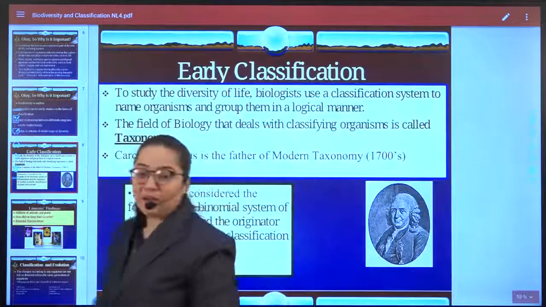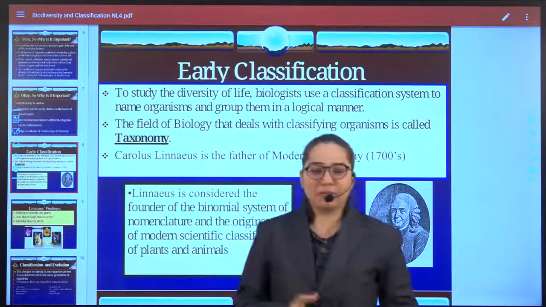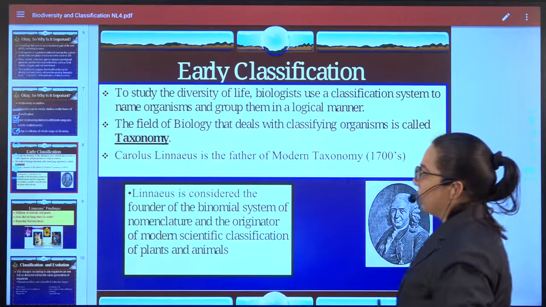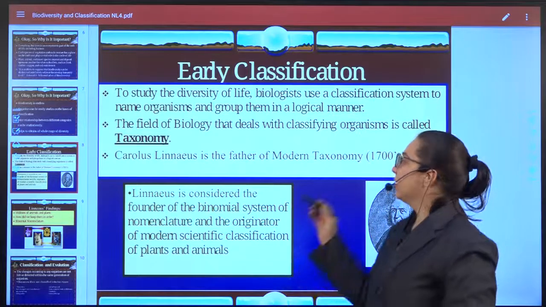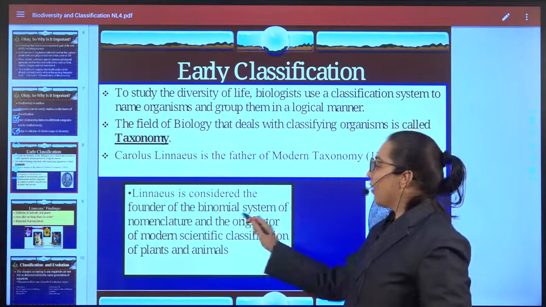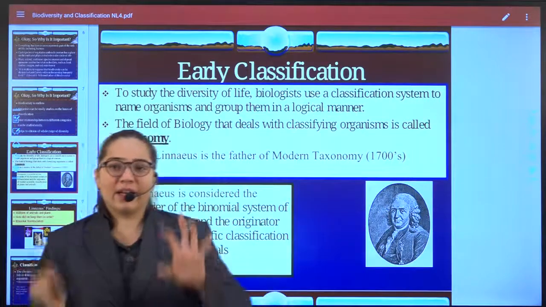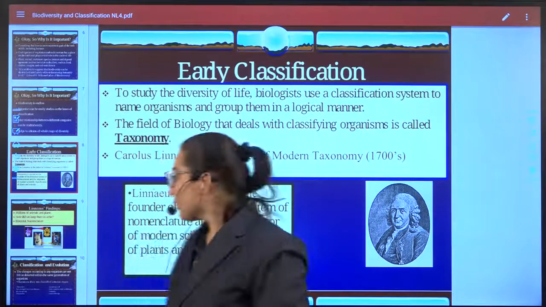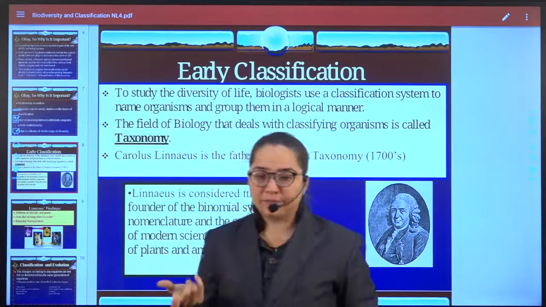Moving on to the further part, that is early classification. Whose brain did the concept of classification first come from? The field of biology that deals with classifying organisms is called taxonomy, and Carolus Linnaeus is considered the father of taxonomy. Why? Because he was the founder of the binomial system of nomenclature. That means he showed how you can classify or name things. That is called binomial nomenclature.